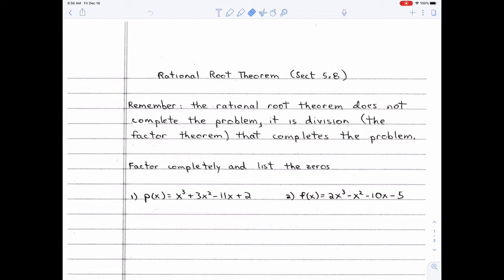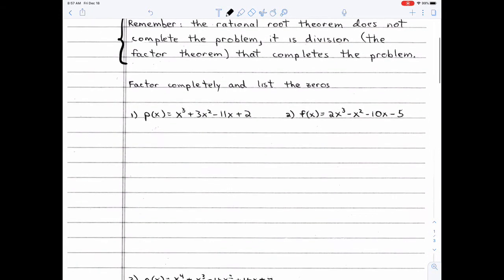Want to remind you, this statement right here: it's division that solves the problem. Okay, let's get to it. Factor completely and list the zeros. First of all here, what do we want to do?